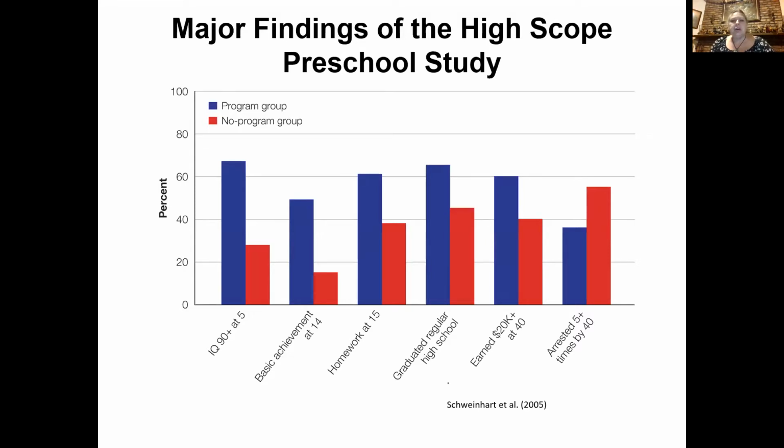This graph is actually from your book. It is major findings of the High Scope Preschool Study Program. IQ at the age of 5, we can see that the in-program group had a higher IQ score at that time compared to the non-program group. Basic achievement at 14 was higher. Homework at age 15 was higher. Graduated regular high school rate was higher. Earned 20,000 or more at the age of 40. And then fewer arrests by the age of 40. So those were some interesting long-term effects that we saw from this study.